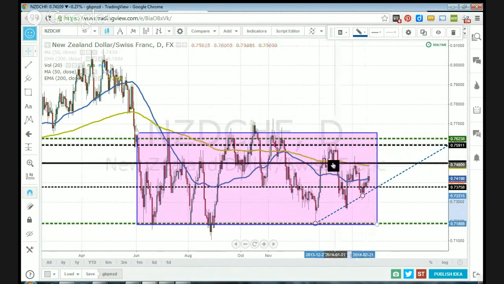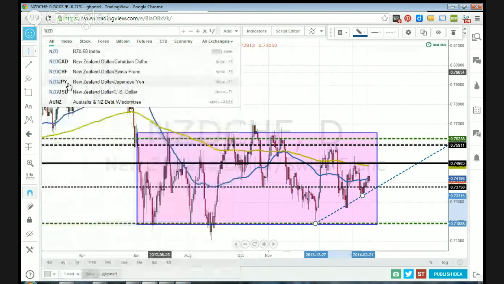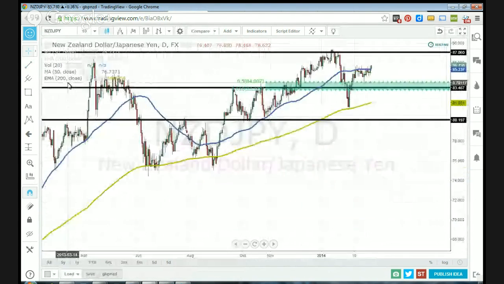It's not the clearest. This price action is very choppy, so I'm going to stay away from Kiwi Swiss. We'll come back to Euro Kiwi. That was one of the pairs to look at. Kiwi Yen. Okay, Kiwi Yen.